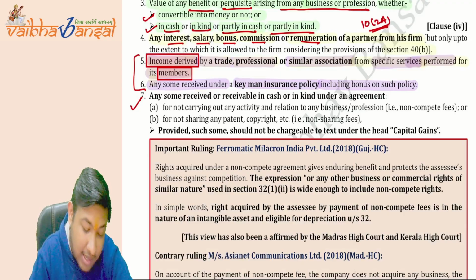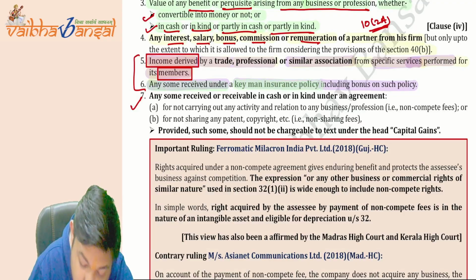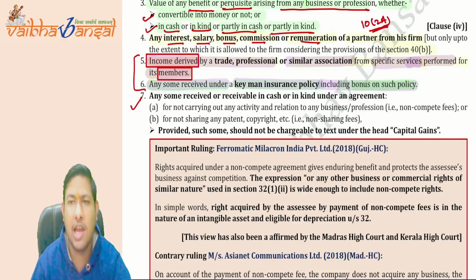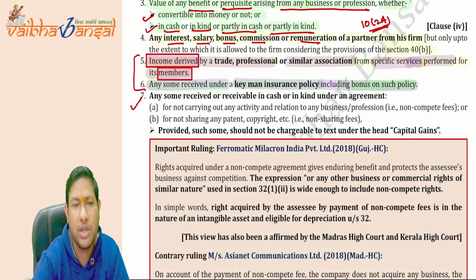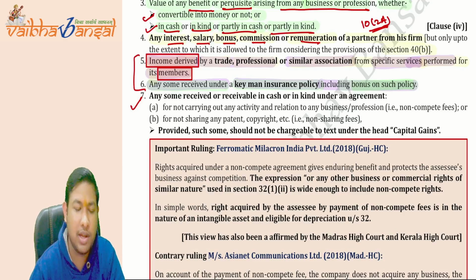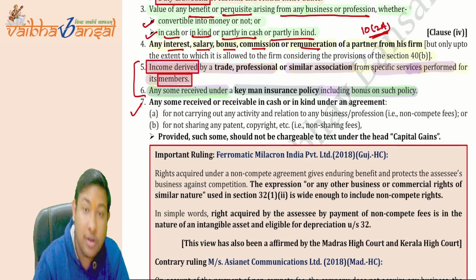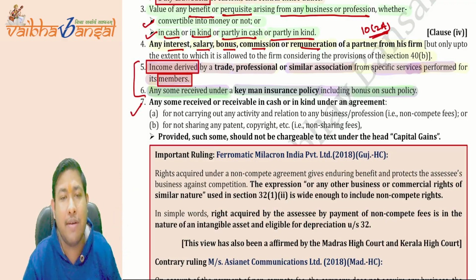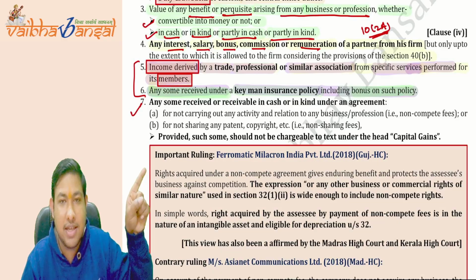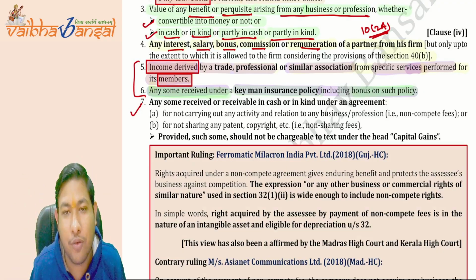Now see what is written here: any sum received under a keyman insurance policy, including bonus on such policy. If on the expiry of the life insurance policy some bonus is given, that bonus is also taxed here. If the company receives it, it is taxed here. If Mr. Weber receives it, it is taxed under salary. If the legal representative of Mr. Weber receives it, it is taxed under the head IFOS, meaning income from other sources. I hope it is clear.